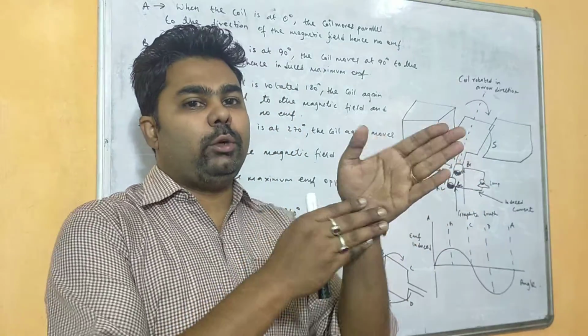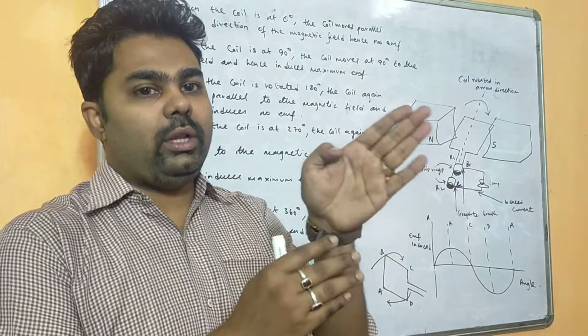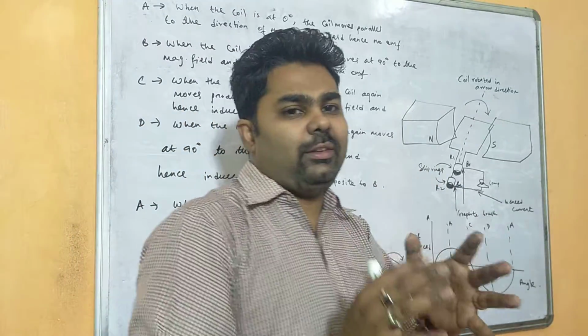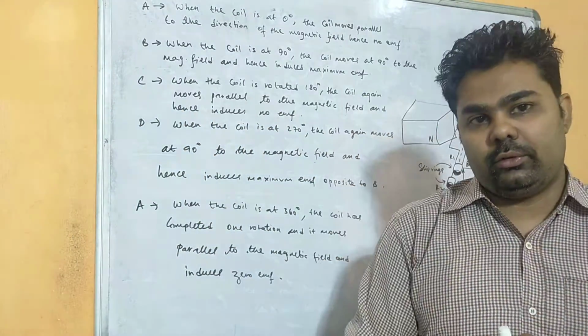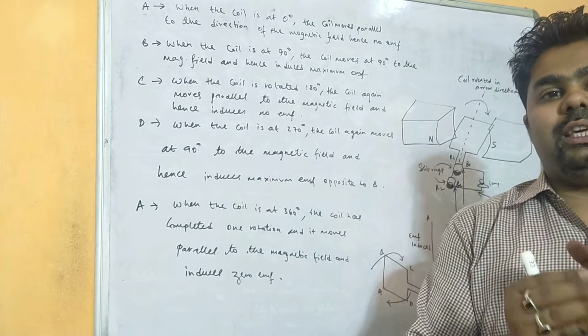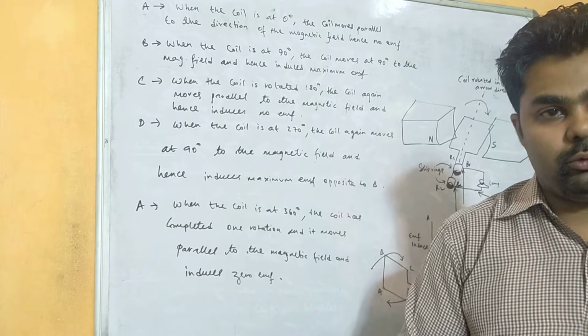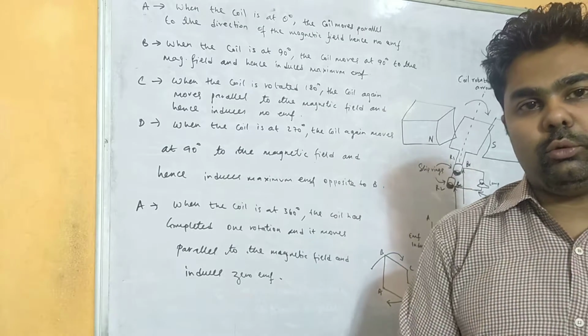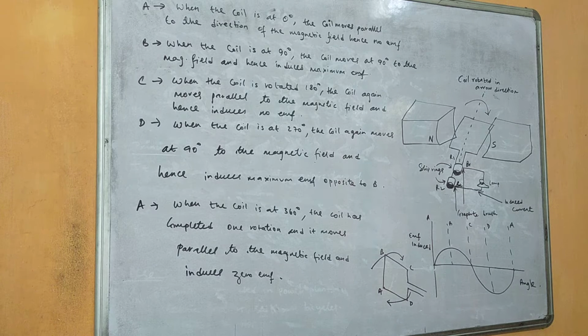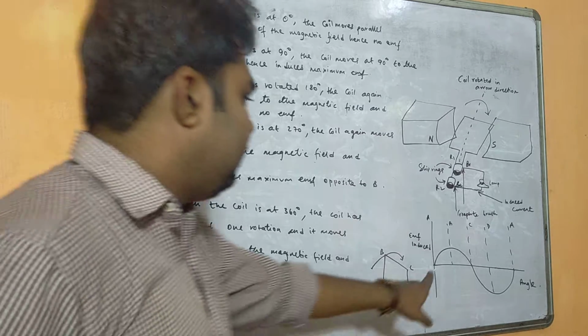But when it is moving to 90 degree, right? When the coil is moving to 90 degree to the magnetic field, it passes maximum magnetic lines of force. When maximum magnetic lines of force get passed, the EMF is induced. So high EMF is induced in this position. You see in B, when the coil is at 90 degree, the coil moves at 90 degree to the magnetic field and hence induces maximum EMF. So in the graph also you can see the EMF is maximum.